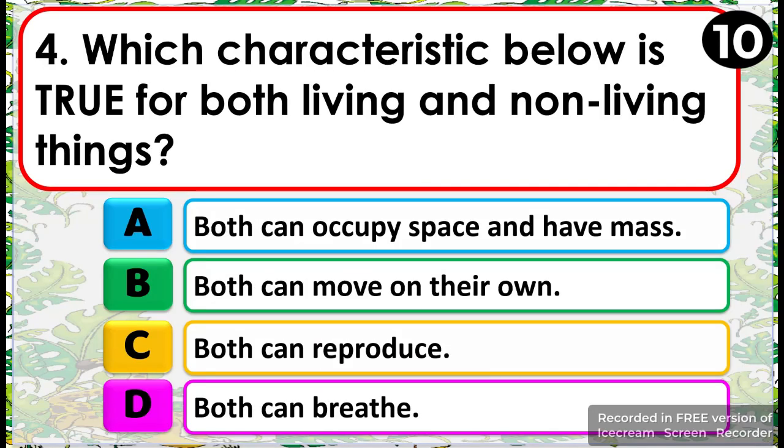Number 4. Which characteristic below is true for both living things and non-living things? A. Both can occupy space and have mass. B. Both can move on their own. C. Both can reproduce. D. Both can breathe.